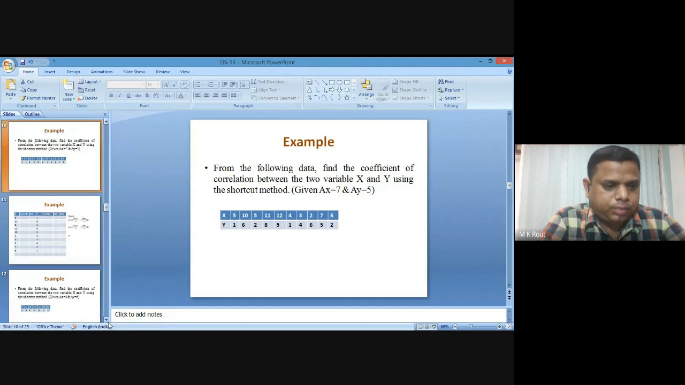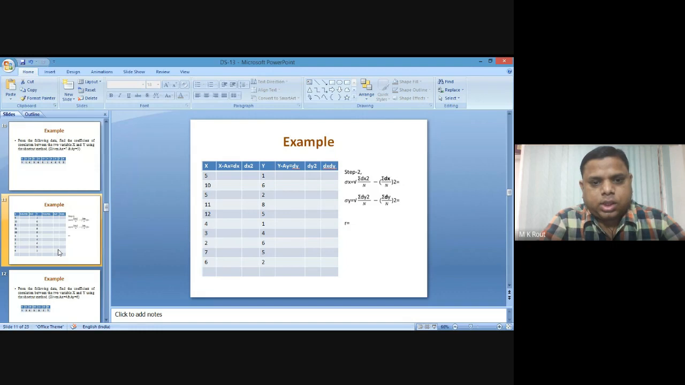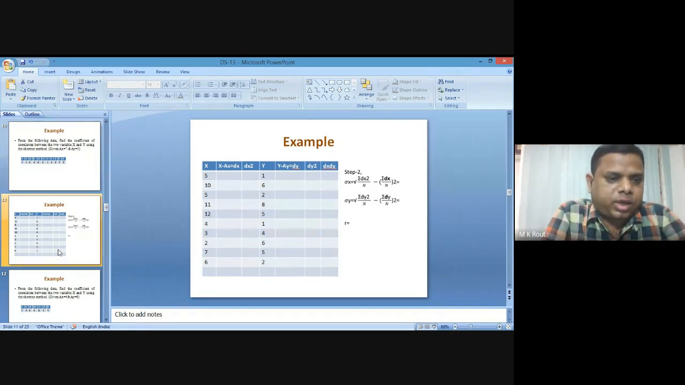For this, you have to make this type of table. The first column belongs to the X variable. As per the given data, we write the X variable: 5, 10, 5, 11, 12, 4, 3, 2, 7, 6. Similarly, for Y I have written 1, 6, 2, 8, 5, 1, 4, 6, 5, 2. First you have to calculate dx.